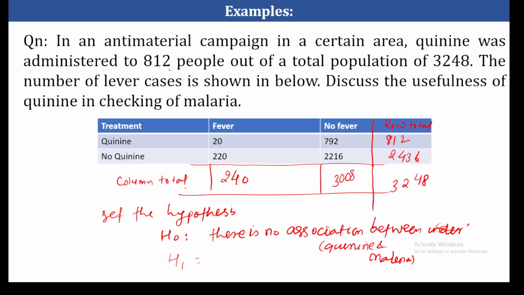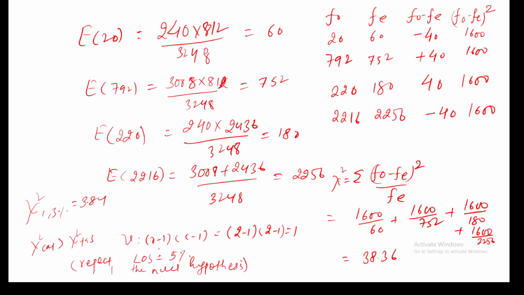So we have an example: in a certain area, quinine was administered to 812 people out of a total population of 3248. The number of malaria cases is shown below. Discuss the usefulness of quinine in checking malaria. So now you can get the expected values, 20, 792, 220. This is the observed value we have. FO means observed frequency, and FE is the expected frequency. The expected frequency of 20 you get like this, and then we can calculate it.